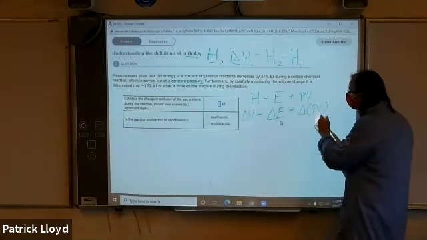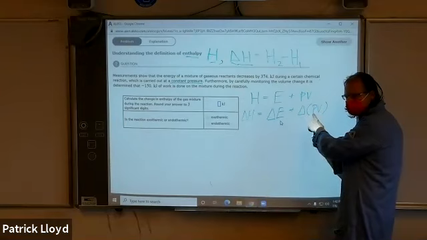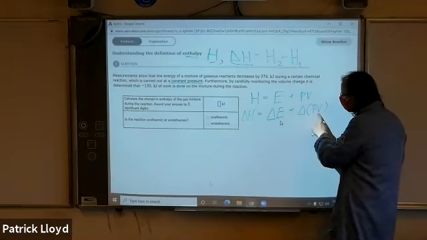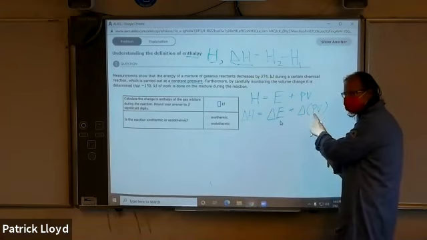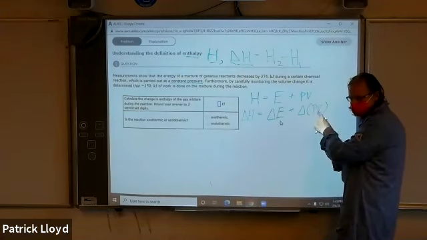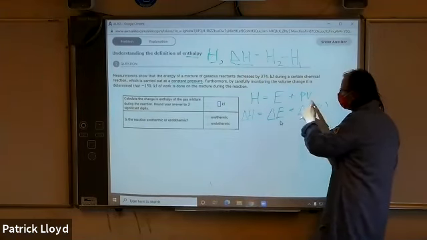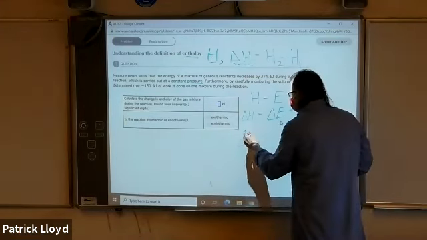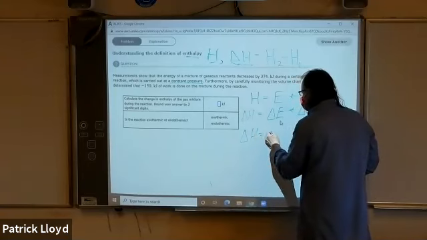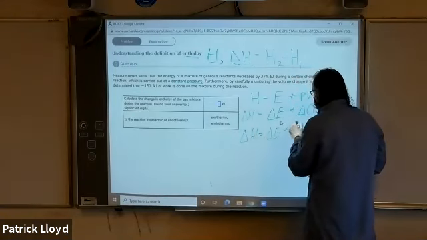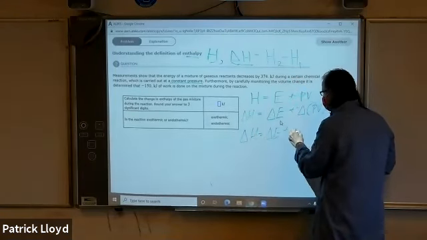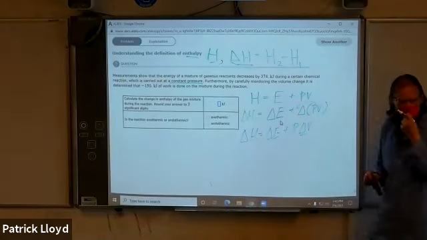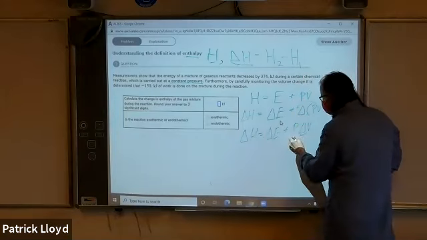So if the pressure is constant, this is a mathematical phenomenon that I'm not going to go over, but if you have a change in a product, and one of these two things is constant, you can bring it out of the delta. And so it becomes delta H is equal to delta E plus P times delta V. So now you just have to look at the change in the volume. So this one's constant.